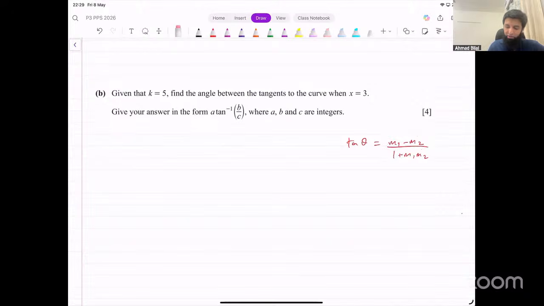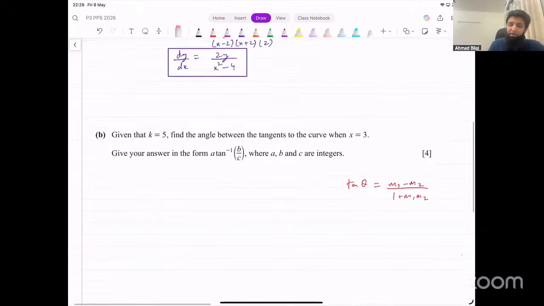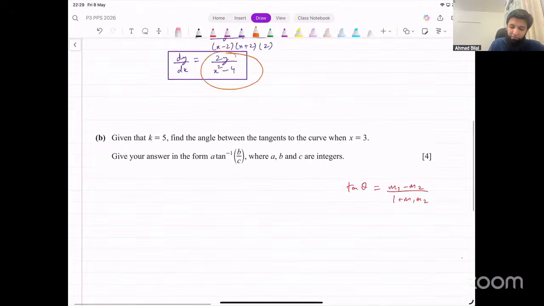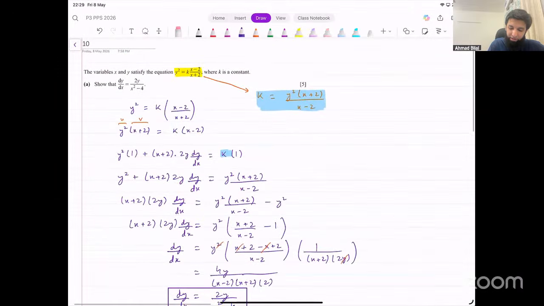Now, how do you find the gradient of the two tangents? We have the derivative given. We want to find the gradients of the tangents when x is equal to 3. We need the y values because the derivative is in terms of y, right? It has y in it as well. So we need to find the y values from that. How would you do that?